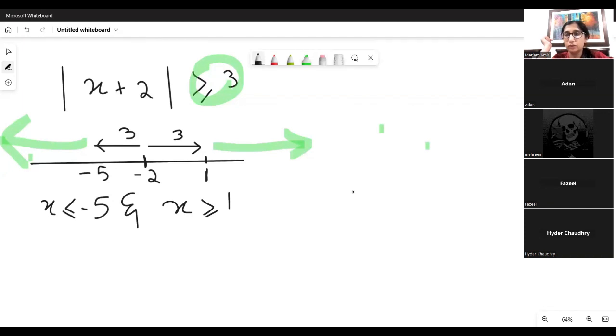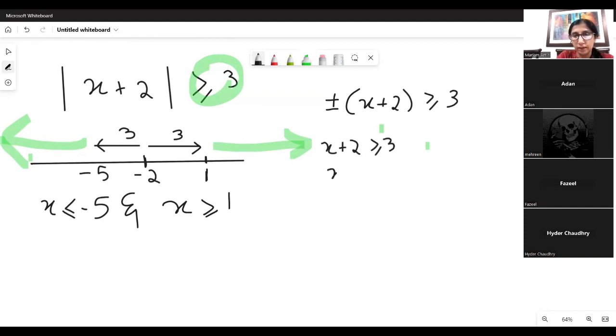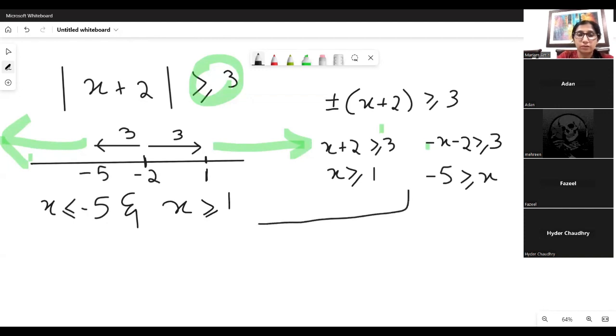Okay, now let's do this algebraically. Plus minus x plus 2 is greater than or equal to 3. X plus 2 is greater than or equal to 3, x is greater than or equal to 1. Minus x minus 2 is greater than or equal to 3. So sending x to this side and -3 to the left side, so -5. So x is greater than or equal to 1 or x is less than or equal to -5. Same answers. Okay, 2 sets of answer.